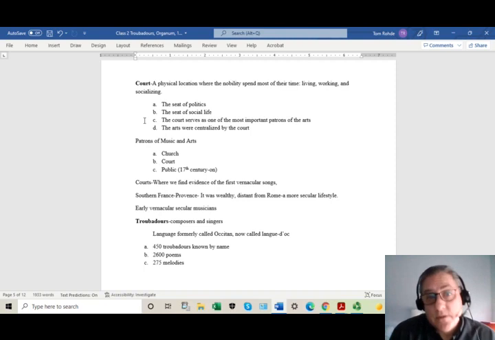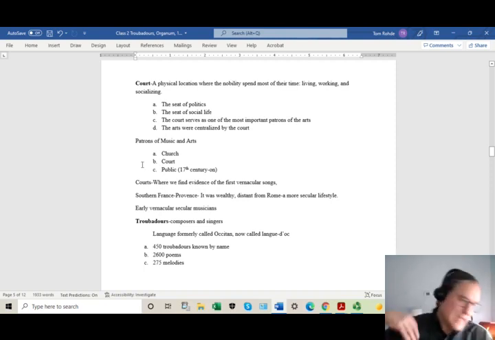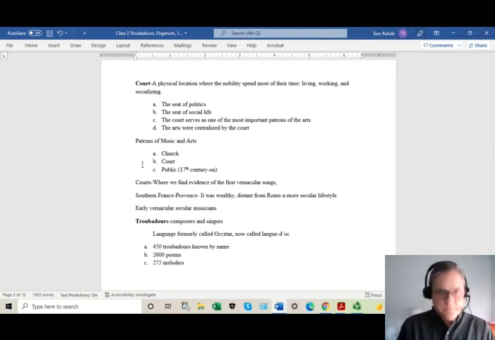The court serves as one of the most important patrons of the arts. They hire musicians, they have music in the court, both sacred and secular, so religious and non-religious music. The arts were then centralized by the court. And here we have the major patrons of music and the arts: the church, the court, and then the public. Of course, there was music making within the public from as far back as history can take us. But we don't have evidence of that music because if it was written down, it didn't survive, or it wasn't written down. It was all based on oral tradition.